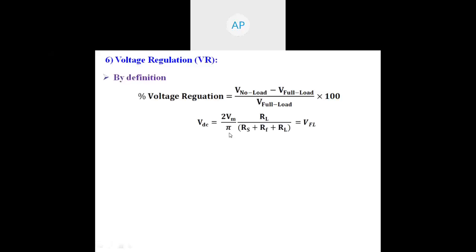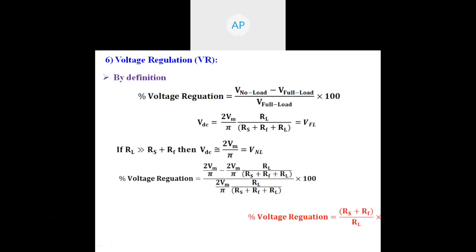So finally this can be a just a minute guys. Okay. So you will have VDC equal to 2 Vm divided by pi, when the load is connected. If we apply Kirchhoff's voltage law to that diagram, you will get this value: 2 Vm divided by pi into RL divided by RS plus RF plus RL. This is when load is connected.